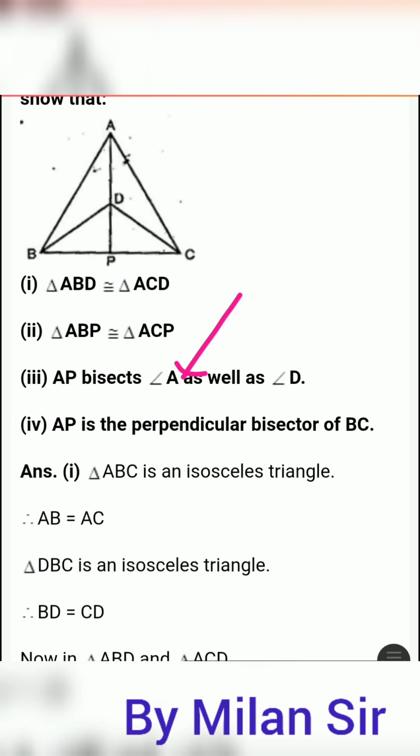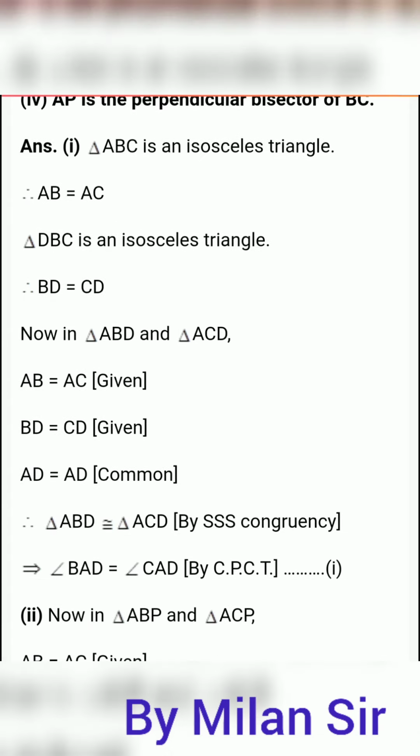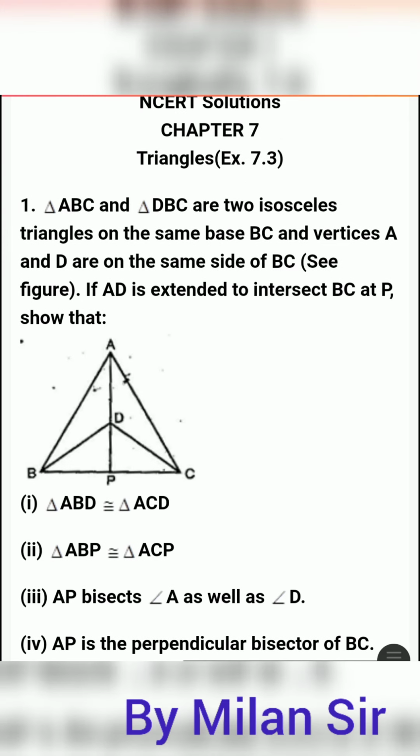Now the third question: AP bisects angle A as well as angle D. So here we have written angle BAD is equal to CAD. It means these two angles are the same, so AP bisects angle A. That means it divides angle A into two equal parts because these two parts are the same. It is called AP bisects angle A.